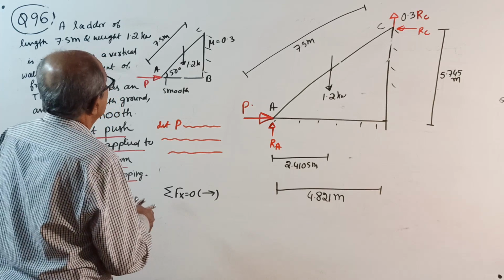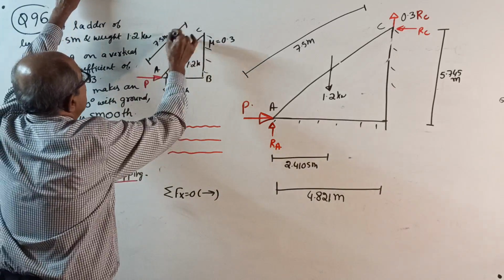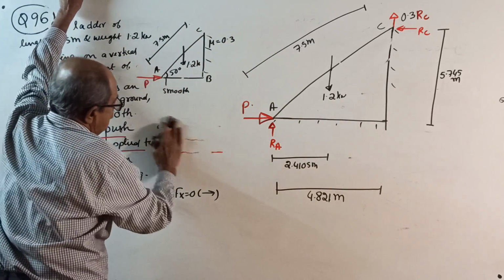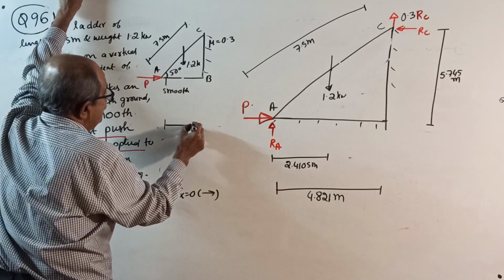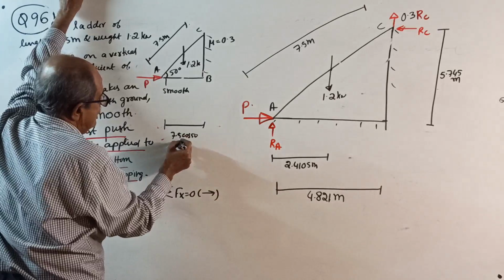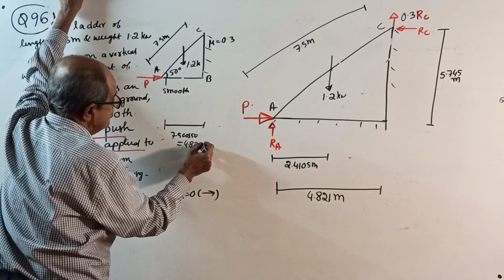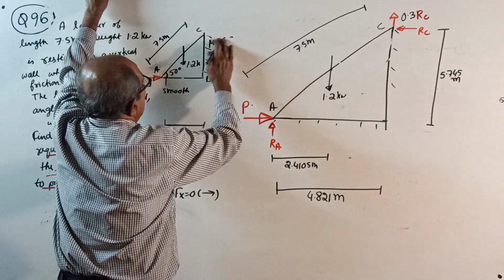Now, before going further, I will not waste time. This is 7.5. So, I remove this one now. This length will be 7.5 into cos 50. That will come 4.821 meter. Third decimal is sufficient. And this point I will remove now.